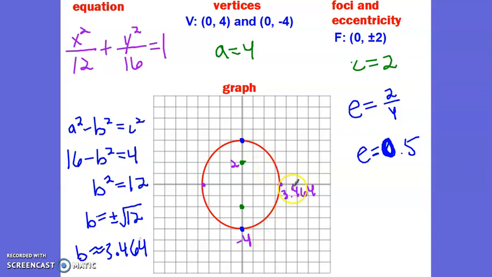Our b value came out to 3.464 using our a squared minus b squared equals c squared equation. Again, basically the square root of 12, or 3.464. Again, everything's plotted on our graph.